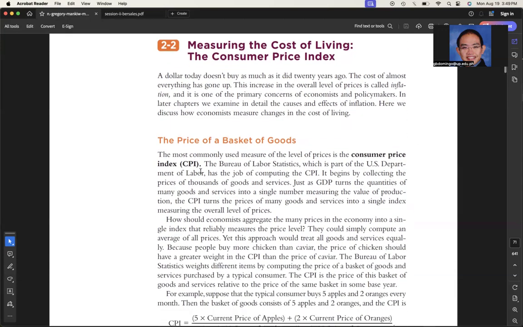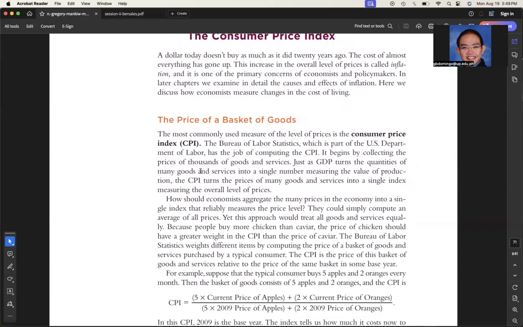Here we discuss how economists measure changes in this cost of living. So how do we do that? We have a basket of goods, right, as defined in the Consumer Price Index. So you have a Consumer Price Index that the Philippine Statistics Authority is also computing. It begins by collecting prices of hundreds, thousands of goods. Just as the GDP turns quantities of many goods into a single number, measuring the value of production, the CPI turns the prices of many goods into a single index, measuring the overall level of prices.